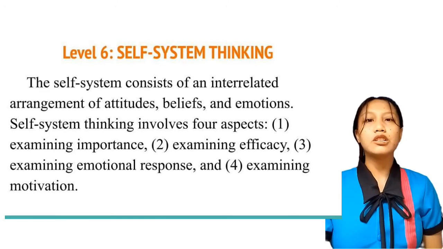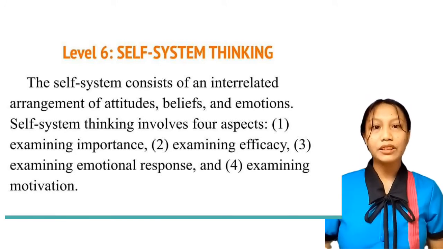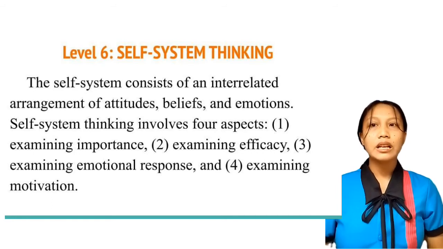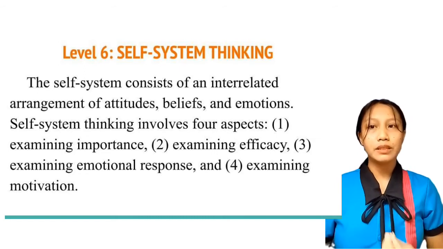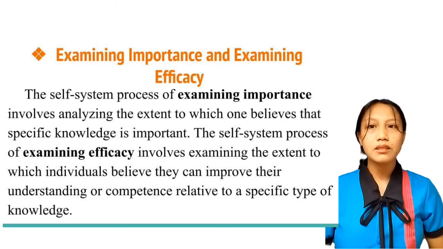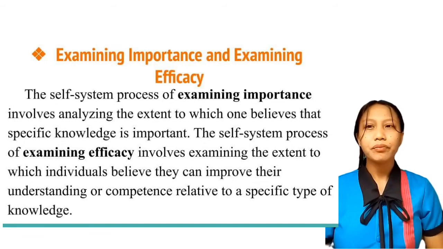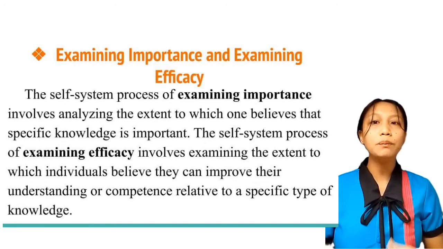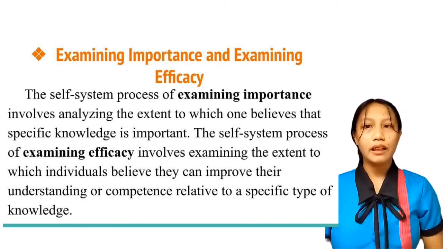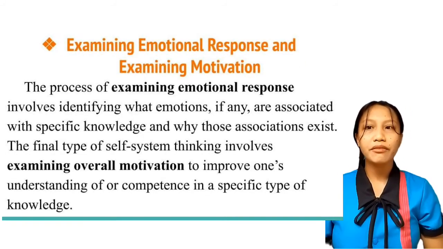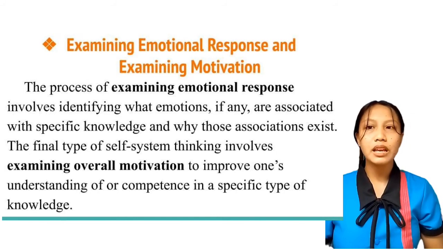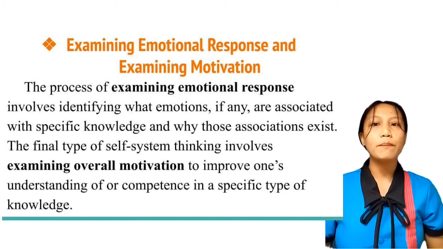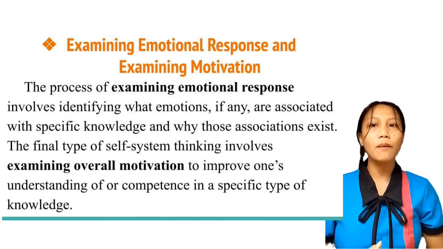The self-system consists of an interrelated arrangement of attitudes, beliefs, and emotions. Self-system thinking involves 4 aspects of skills. The first one is the self-system process of examining importance, which is to analyze the importance of knowledge to self. Examining efficacy is to examine one's own beliefs to improve integration of knowledge. Examining emotion is to identify emotional responses associated with knowledge. And the final type of self-system thinking involves examining motivation to improve one's understanding of or competence in a specific type of knowledge.